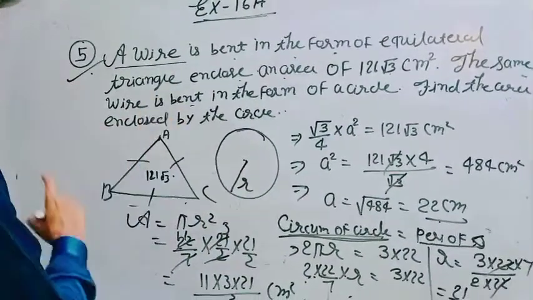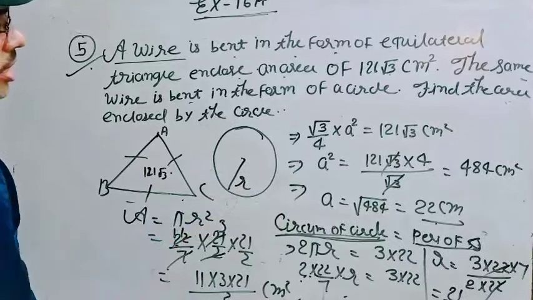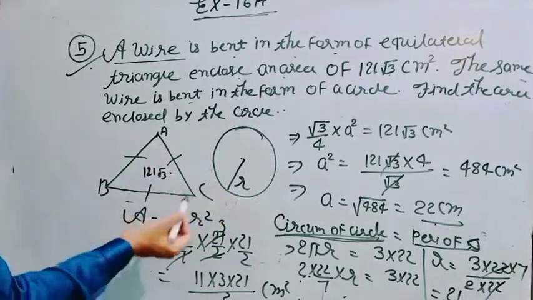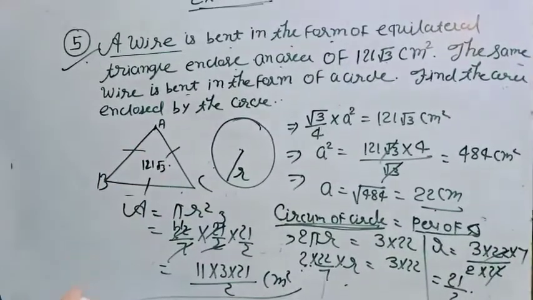So here the only condition is that the wire is bent into the other shape, then it is clear that the circumference of the circle is always equal to the perimeter of the triangle.